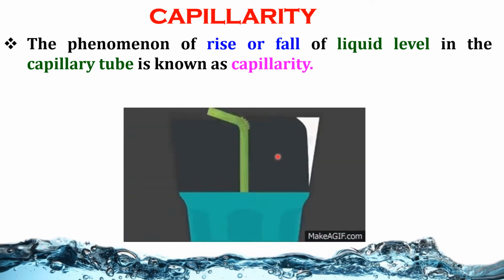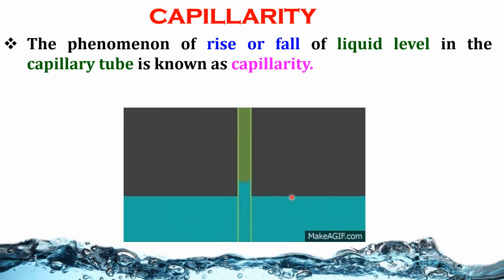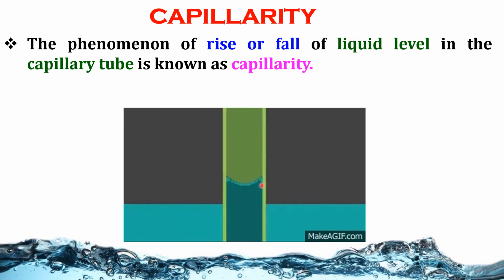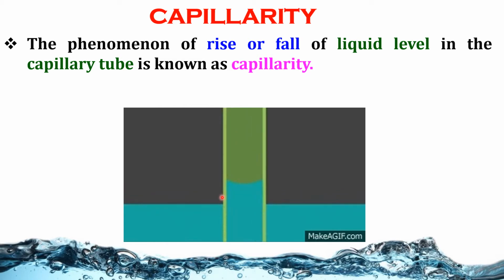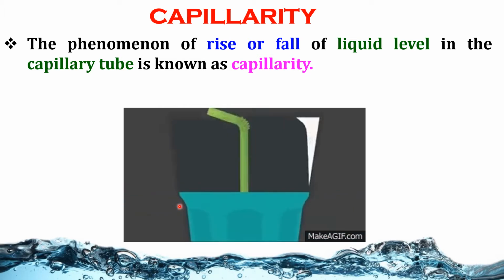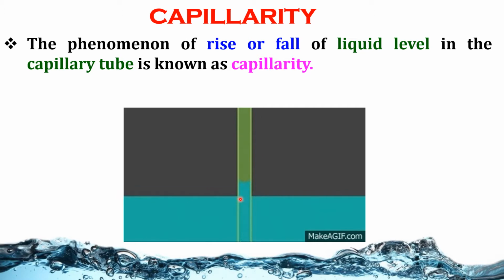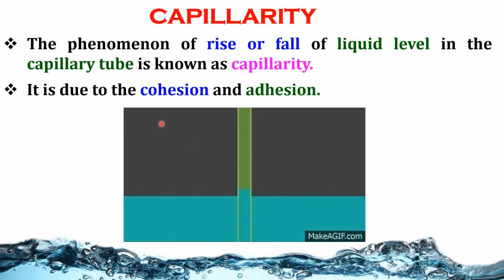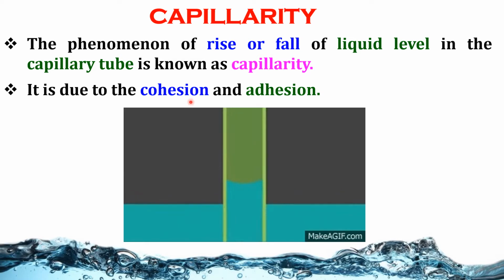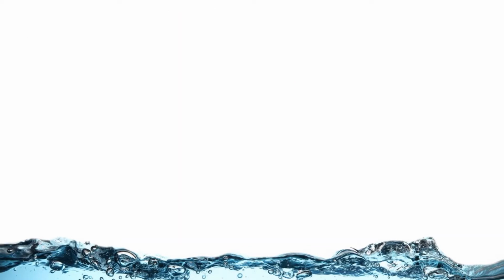Consider an example, a cool drinks bottle with a straw. When you insert your straw in your cool drinks bottle, there will be a rise in your liquid level compared to the surface level of your cool drinks in the bottle. This effect is known as capillarity. This capillarity is due to cohesion and adhesion of liquid molecules.